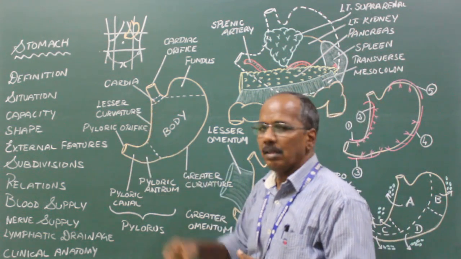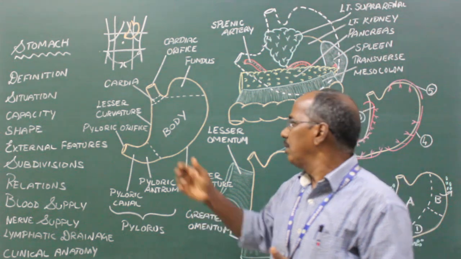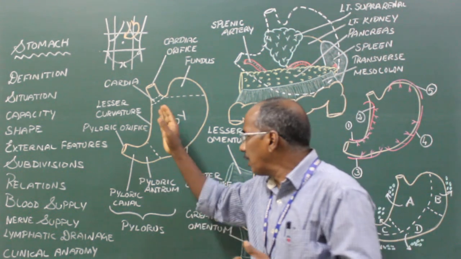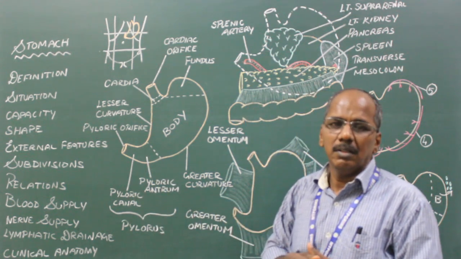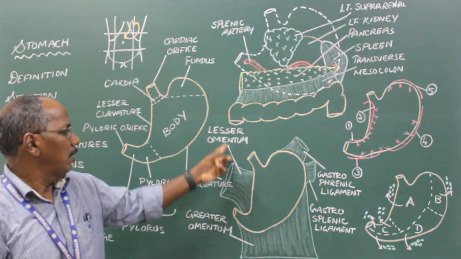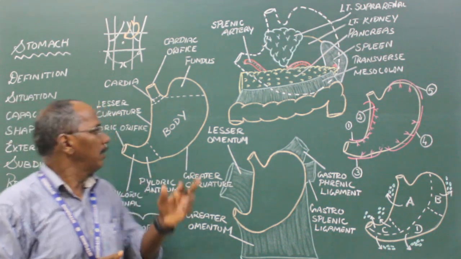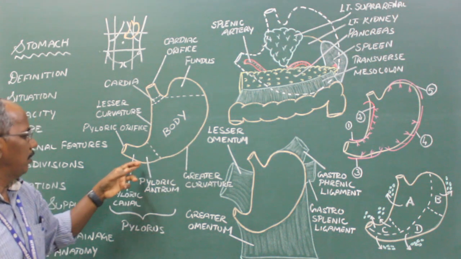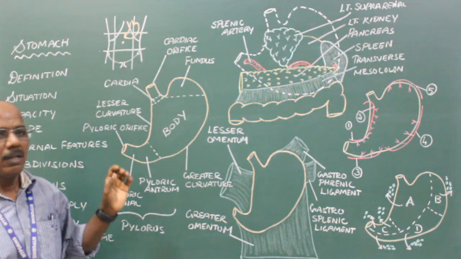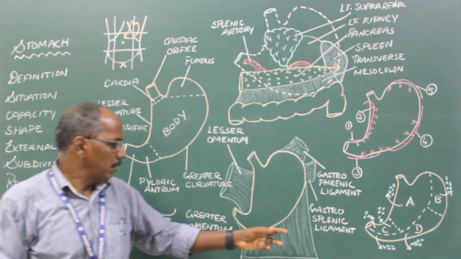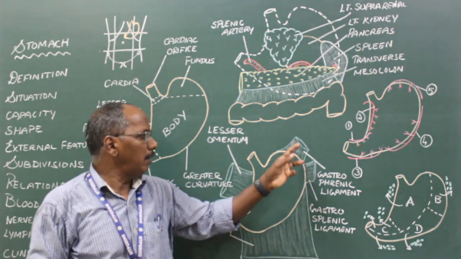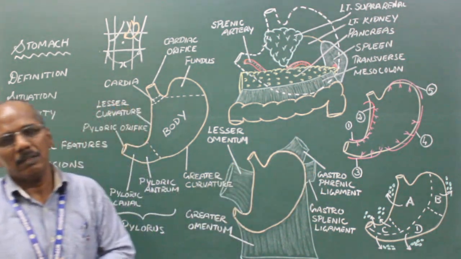Lesser curvature. It is the right shorter curvature, that is, it is the shorter curvature present on the right side, which gives attachment for lesser omentum. Greater curvature, it is a larger left curvature, which gives attachment for greater omentum, gastrosplenic ligament and gastrophrenic ligament.